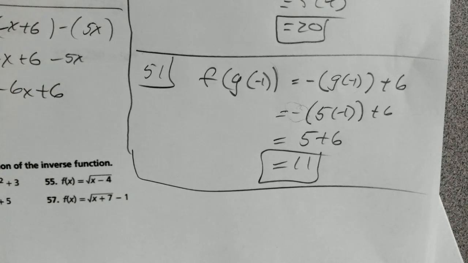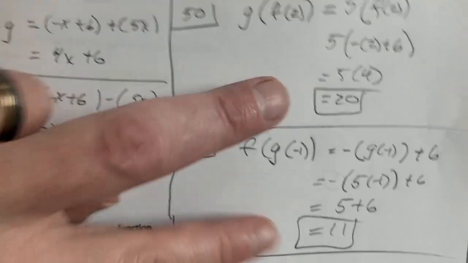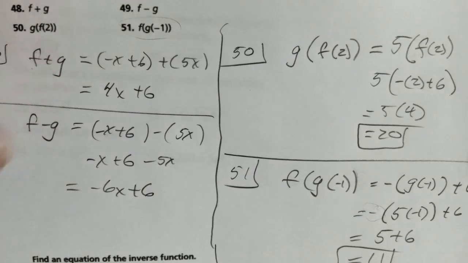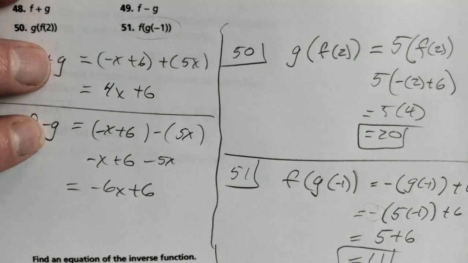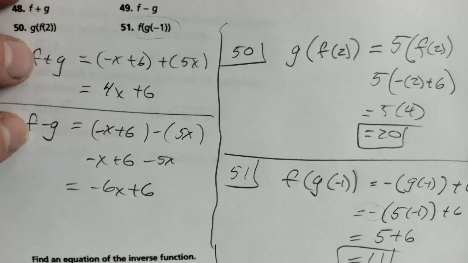All right, so 5.5 was all about operations and composition. Operations are exactly what you think they are. They're fairly simple. We're just following what the naming tells us with the rules.